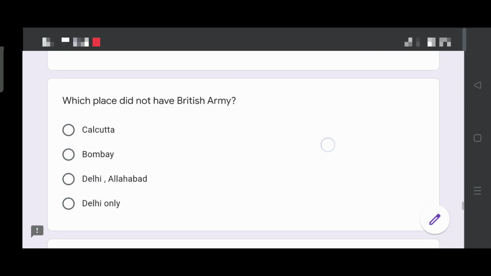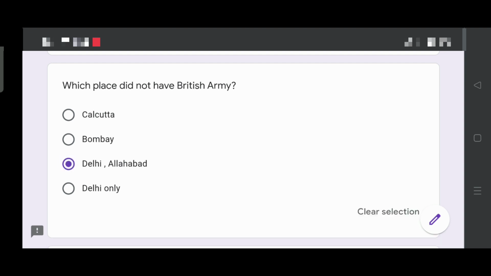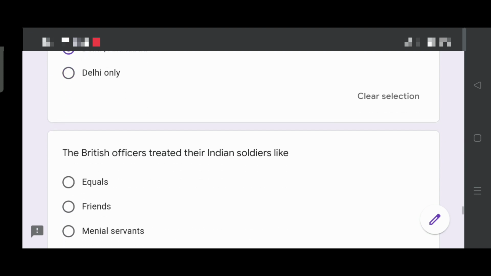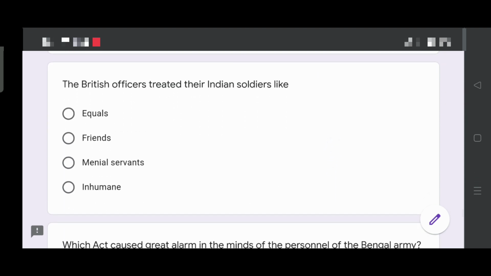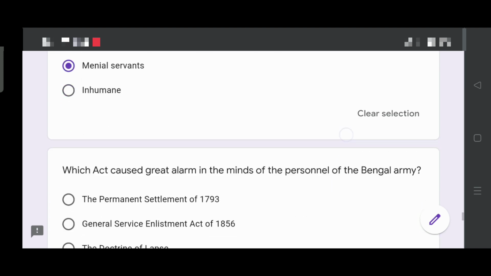Next. Which place did not have British Army? Calcutta, Bombay, Delhi, Allahabad. Delhi only. Delhi and Allahabad did not have British armies. The British officers treated their Indian soldiers like equals, friends, menial servants or inhuman. So, menial servants is the right answer.